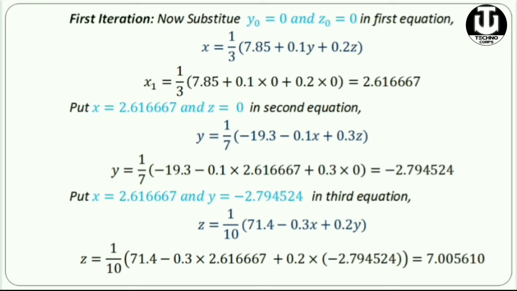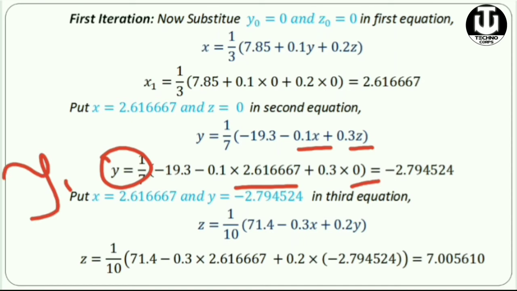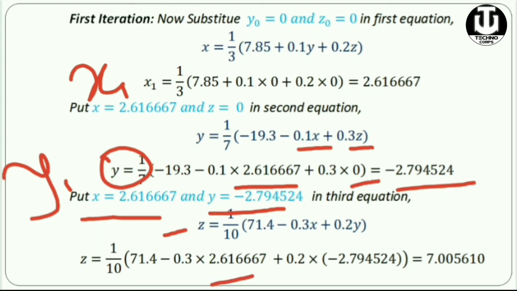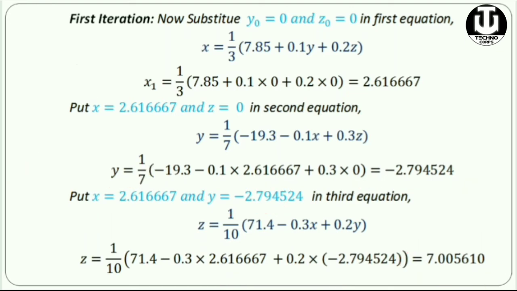Now for the calculation of y1 we will put the value of x and z. The latest z is z0, but the latest x is x1. We have calculated here. So I kept the value of x1 and z0, so this is the value for y1. This came as this much. Now we have the value for y1, so for the calculation of z1 we can keep the value of x1 and y1. I am replacing x with x1 and y with y1, so this is the value for z1. So this is the successive process.